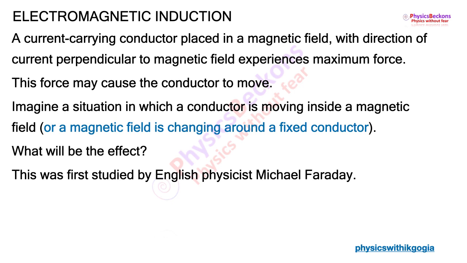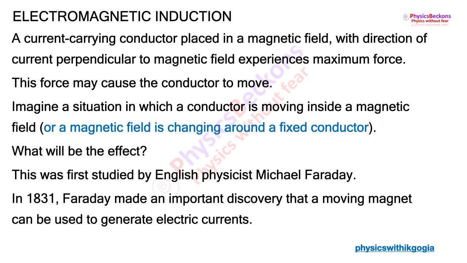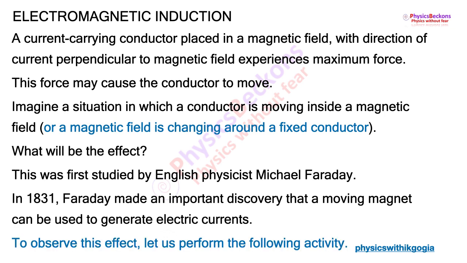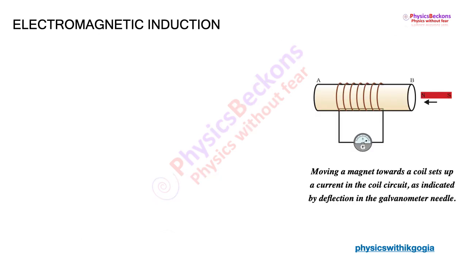This effect was first studied by an English physicist, Michael Faraday. In 1831, that is historical, Faraday made an important discovery that a moving magnet can be used to generate electric current. We will further study it by an activity.